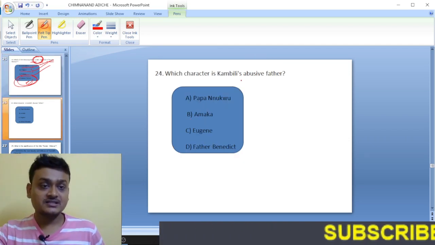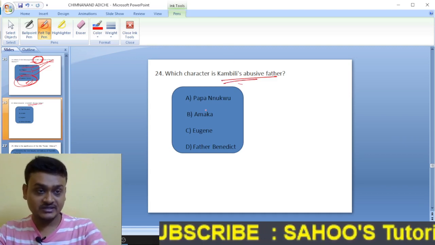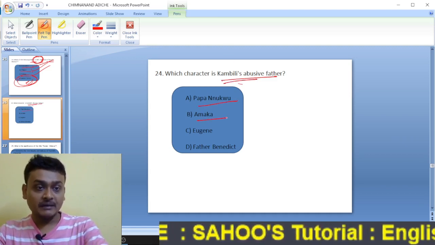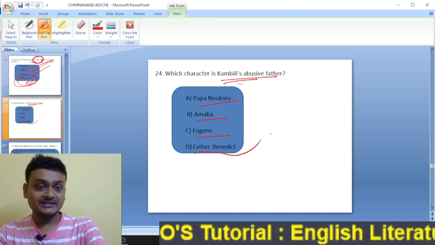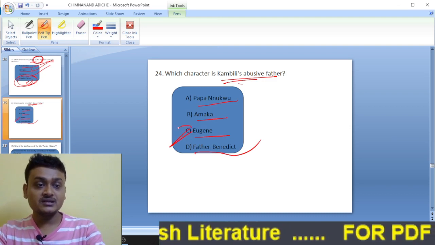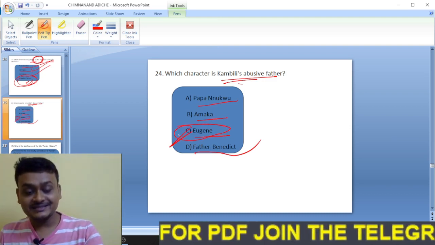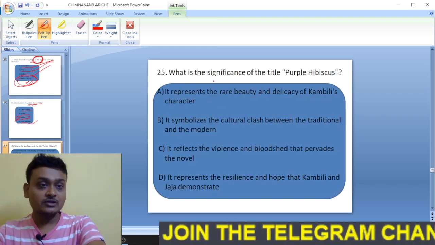Which character is Kambili's abusive father? Papa Nnukwu, Amaka, Eugene, Father Benedict. So Kambili's abusive father is Eugene. It is Eugene who was very much abusive. So here C is the right option. Moving on to question 25.